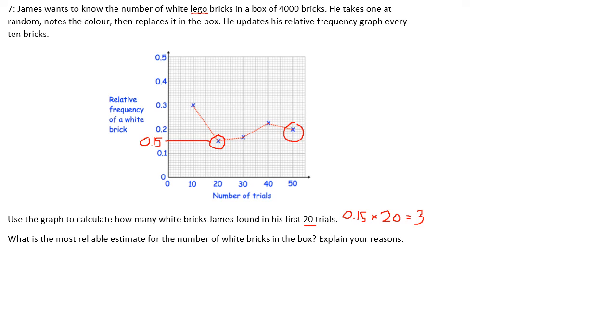So we would have to explain that we're picking the one with the most trials. And then the calculation we would need to do is 0.2 for the probability that we get a white brick. And then there are 4,000 bricks in the actual box. So 0.2 times 4,000 gives us a total of 800 white bricks. The explanation would be that that's where we did the most trials.